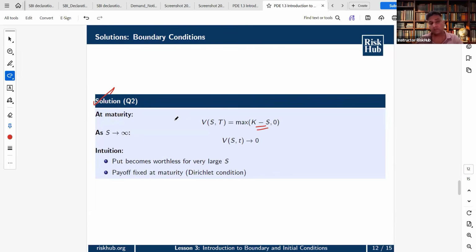So remember, this is put option, right? Okay, this boundary condition is used in finite difference grids to make sure the right hand side of the grid behaves economically, right? So the payoff becomes worthless at a very large S. Payoff fixed at maturity with Dirichlet condition.